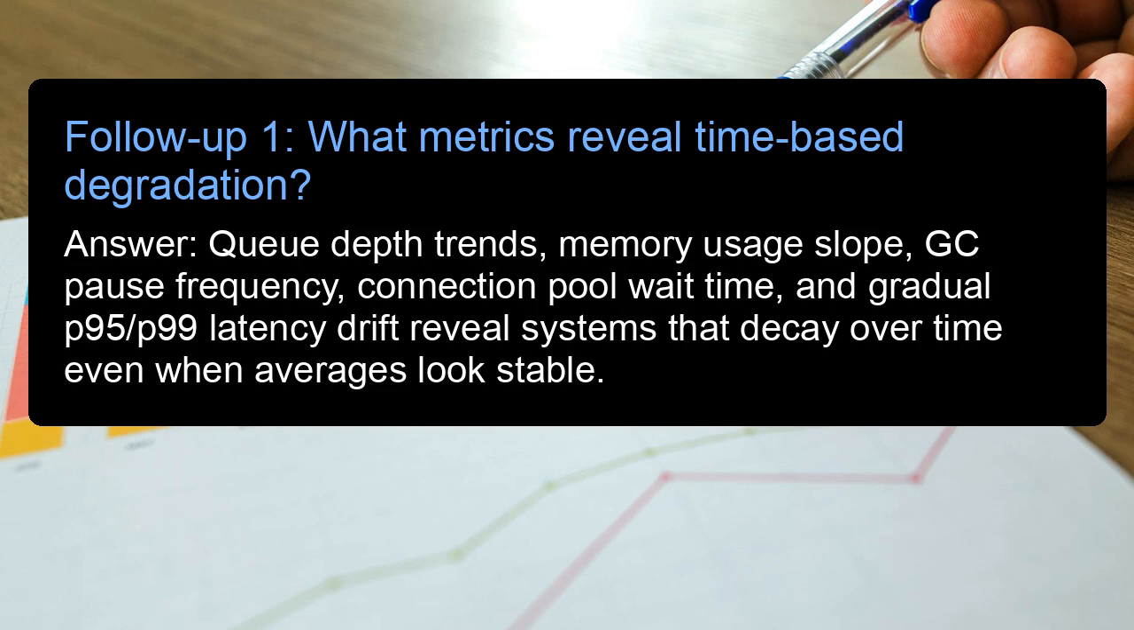Follow-up 1. What metrics reveal time-based degradation? Answer: Queue depth trends, memory usage slope, GC pause frequency, connection pool wait time, and gradual P95/P99 latency drift reveal systems that decay over time even when averages look stable.